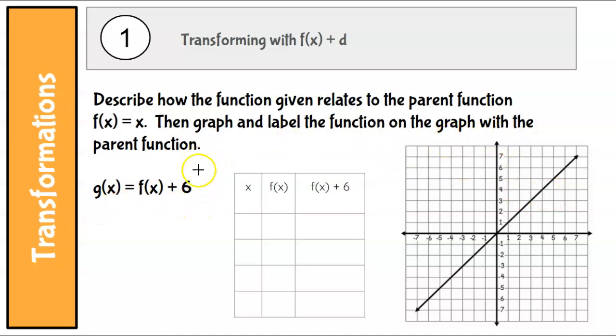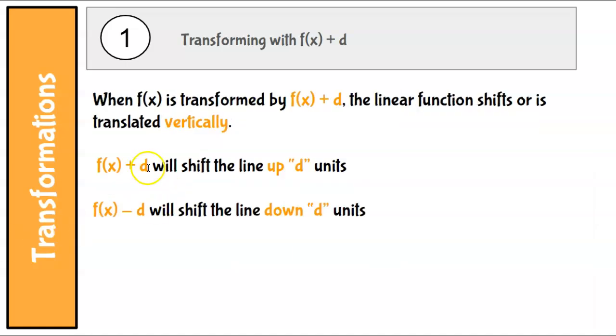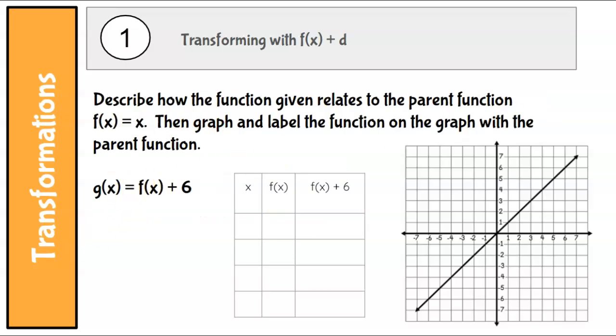So here we have a new function, g of x. That's why it's got a different name. And it says we're going to take the original function, which is the one that's graphed here, and we're going to add 6 to it. So according to our previous slide, if it's a plus d, it's going to shift the line up d units. So this should shift the line up 6 units. So 1, 2, 3, 4, 5, 6.